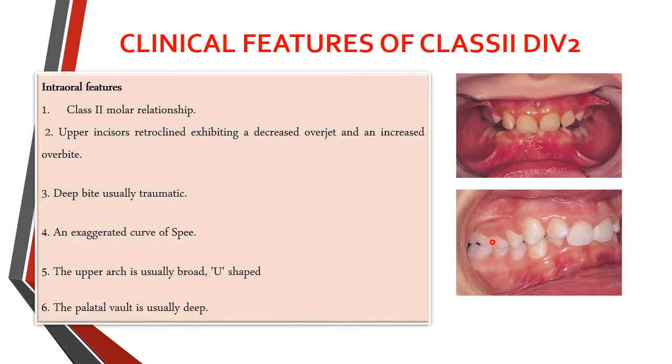Orally, we have a Class II molar relationship. The upper incisors will be retroclined, and this will result in a decreased overjet, but we will have an increased overbite due to the lack of the occlusal stop, so we will have an over-eruption of the lower incisors. Because we have a deep overbite, depending on the severity, we may have a traumatic overbite, which means that the lower incisors will cause trauma to the palatal rugae area, and if it was bitraumatic, the upper incisors will cause trauma to the lower labial mucosa.